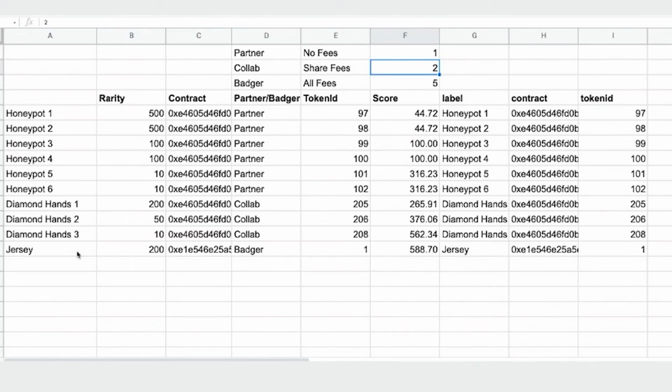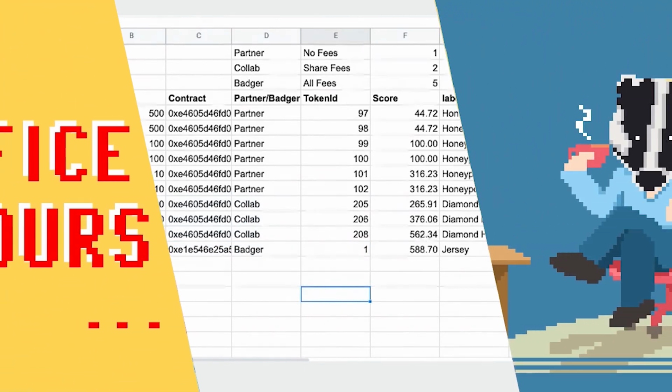So long story short, Jersey NFT is probably going to be a higher value one, and then based on rarity, with the Diamond Hand ones probably coming in at a higher relative value than Honeypot, which I think makes sense for this game as well. And then we'll see where we go with NFTs down the line. I think we'll probably be doing more stuff out of our own contract. So we'll go from there.